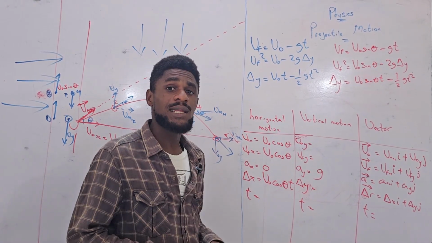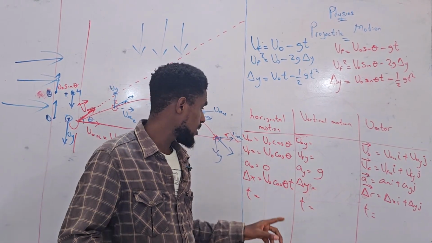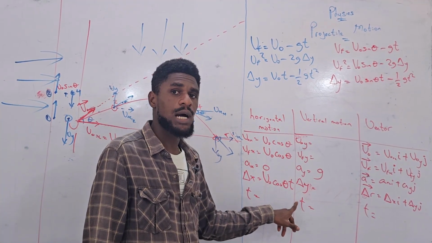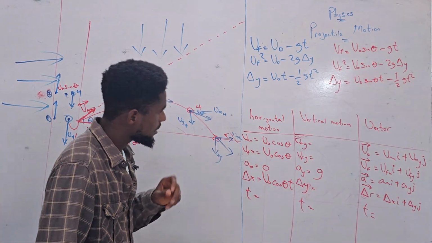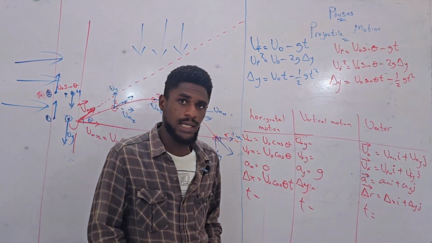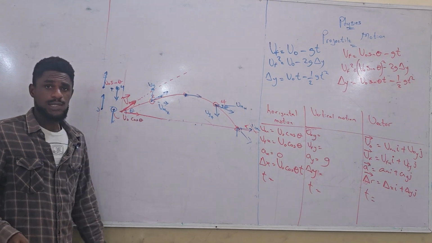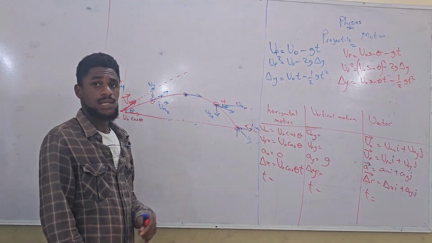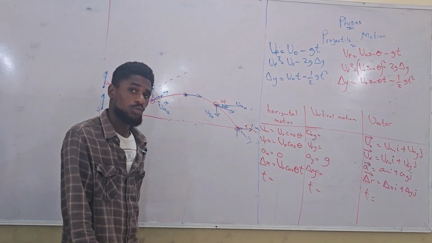But if we want to find the displacement horizontally, then we can come here and use delta x is equal to v naught cos theta t. All right. Now, I hope that makes sense. Now, since we are talking about symmetric projectile motion, we have access to 3 other equations.